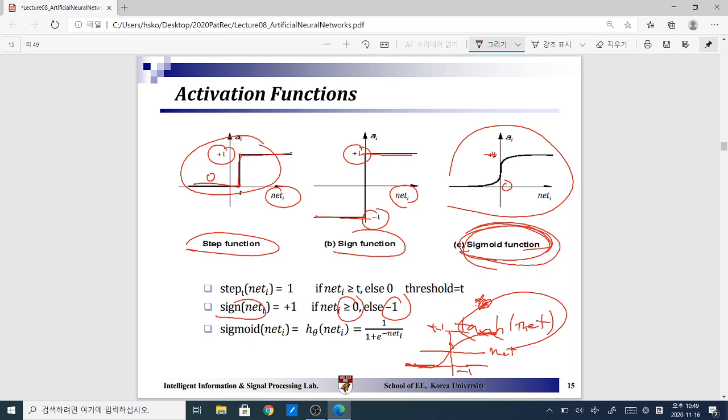By the way, the representation of the hyperbolic tangent is similar to the sigmoidal function. It's 2 over 1 plus e to the -2 net, and then subtracted by 1. So this is the function for the hyperbolic tangent, whereas the sigmoid function would be just 1 over 1 plus e to the minus net sub i.